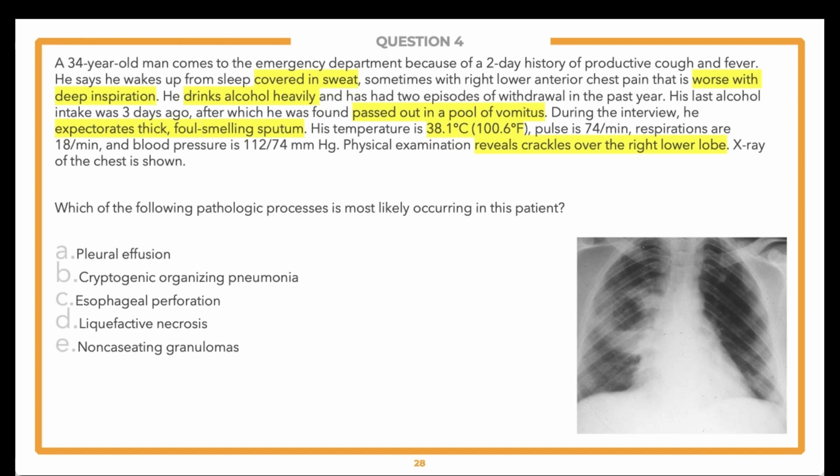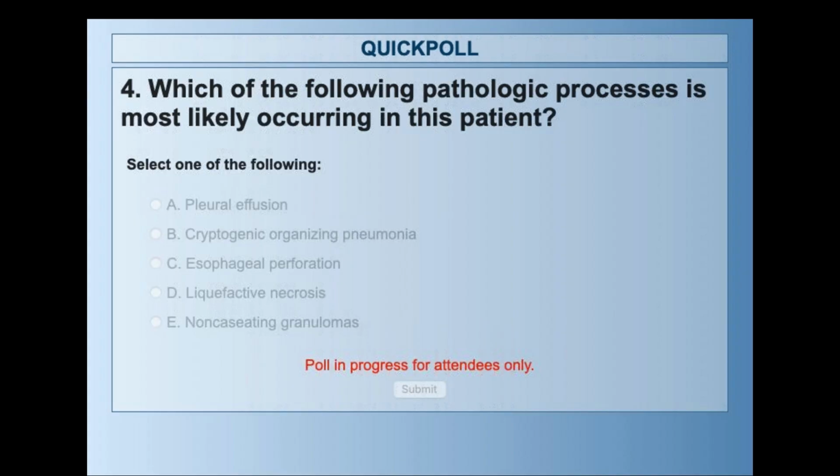Again, all these are pointing towards something. They all explain something. But in this particular situation, this patient, fever, productive cough, found down with vomitus, and has crackles in the right lower lobe. What am I thinking about? And what is happening at a pathological level that explains it? All right, take a second, think about it. Everyone take one last look. Hopefully you've already got your answer choice locked in. I'm going to go ahead and launch the poll so that you can tell us which of these pathologic processes is most likely occurring in this 34-year-old patient.